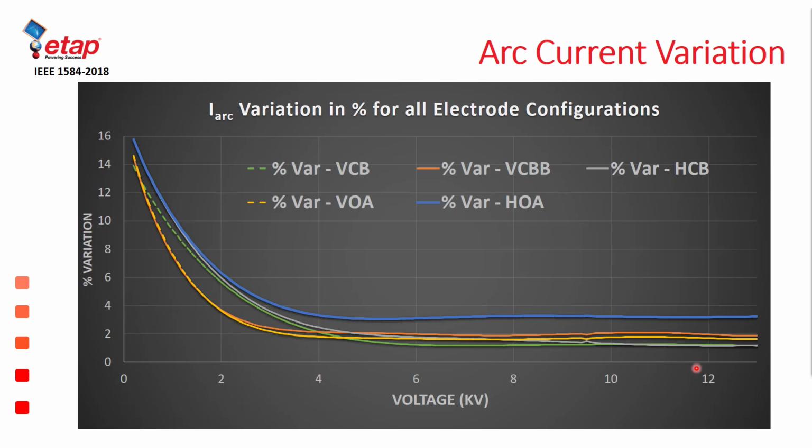And as we can see in this slide, the new IEEE 1584-2018 model will give the flexibility for the engineers to account for the variation on the HOA curve, which is shown as the upper value in this chart, which is the percent variation as a function of voltage, and of course the variation of other configurations like VCB or VCBB. One physical item that we can note from this chart is that, as expected, the horizontal open air electrode configuration tends to have the highest possible variation, and the HCBB configuration tends to have a much lower variation, which again follows with the expected arc physical behavior based on the observations of the testing performed.